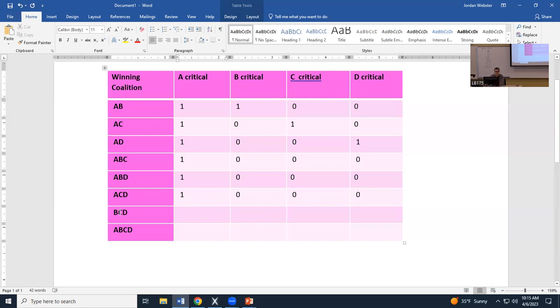On this one, BCD, if I drop B, CD does not win. So B is critical. Also, if you drop C, BD does not win, so C is critical. If I drop D out, BC does not win, so D is critical.